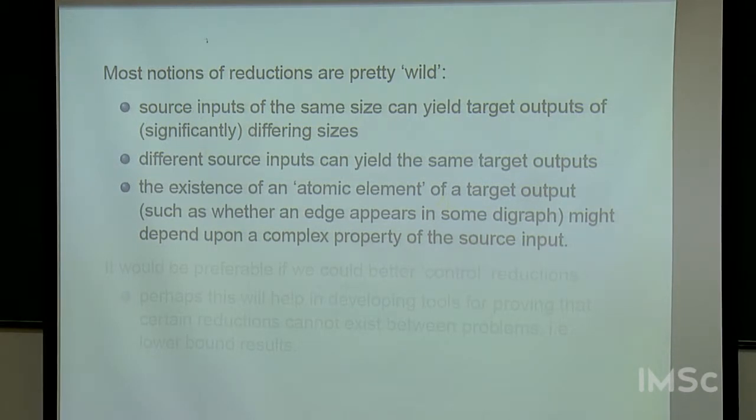Different source inputs might yield the same target outputs. It's quite possible. And the existence of an atomic element, by that I mean, if we're talking about graphs, an edge, say, whether this edge exists in my target structure, might depend on a very complex property of the source structure. You might have to do quite a bit of computation, a polynomial time amount, in order to decide whether some edge is actually present in your target graph.